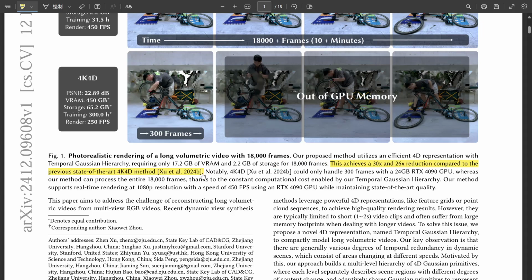How do you create those really realistic, long volumetric videos? And I'm talking minutes, not just a few seconds. Right, without your computer just exploding. Melting down, exactly. It's a big one.